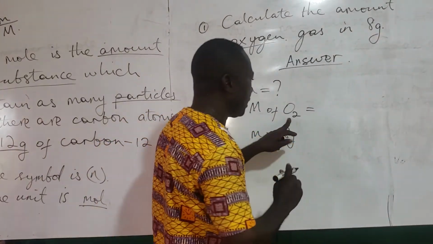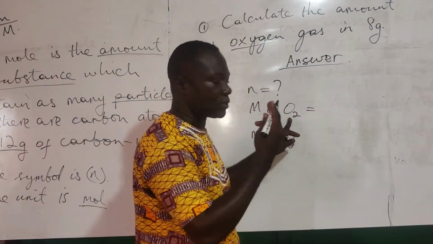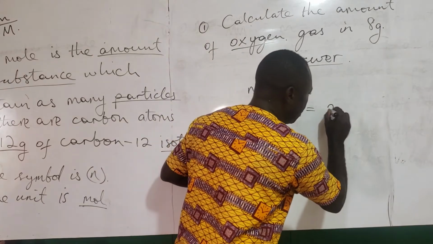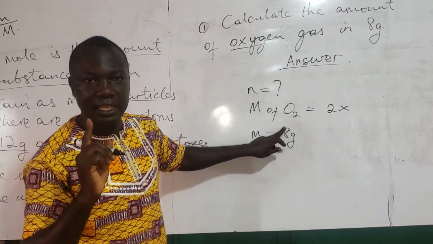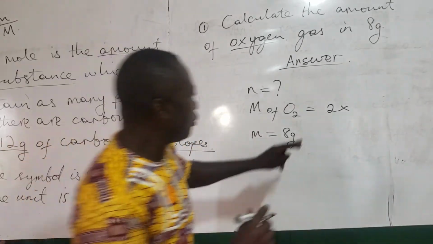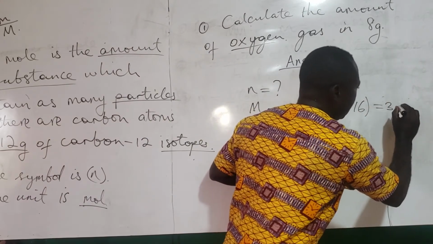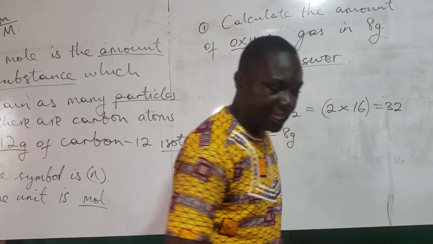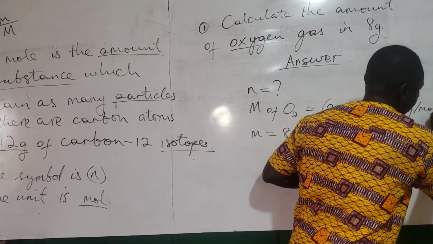Here, the substance, which is oxygen gas, has 2 atoms. This is 2, multiplied by the relative atomic mass of oxygen. And we know that the relative atomic mass of oxygen is 16. So we multiply 2 by 16, which gives us 32. And this molar mass has a unit, if you remember. It's grams per mole.